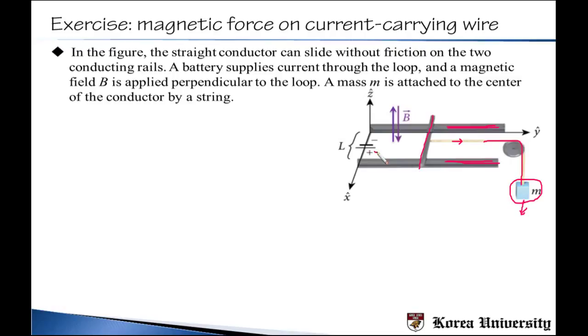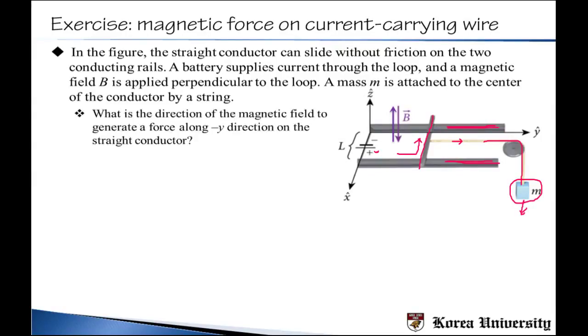So the battery is here, and according to the direction of the positive terminal, the current must be flowing like this, right? And it's making a loop. And there is a magnetic field acting perpendicular, but we do not yet know the direction. It can be up or down, but we just know it's perpendicular. And then this is the question we are going to ask. The first question: what is the direction of the magnetic field to generate a force along the minus y direction on the straight conductor? Here minus y direction means going to the left like this.